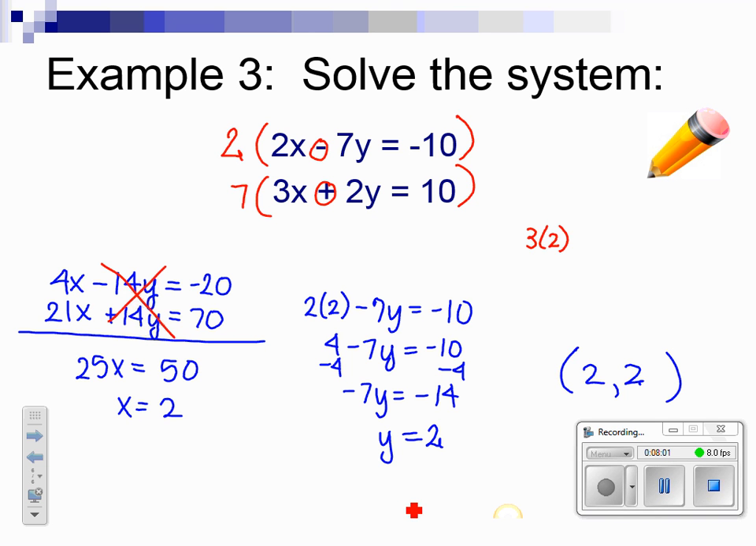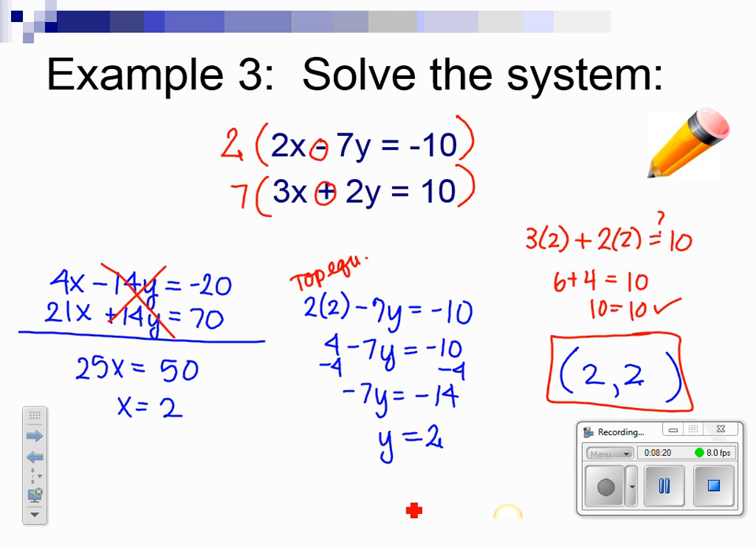I already know it works in the top equation because this was the top equation. Okay, now we're going to go to the bottom equation. And 3 times 2 plus 2 times 2, does that equal 10? That's my question. So does 6 plus 4 equal 10? Does 10 equal 10? Yes, it does. So 2 is the answer to this problem. So sometimes we have to multiply one equation by a number, and sometimes we have to multiply both equations by two different numbers.